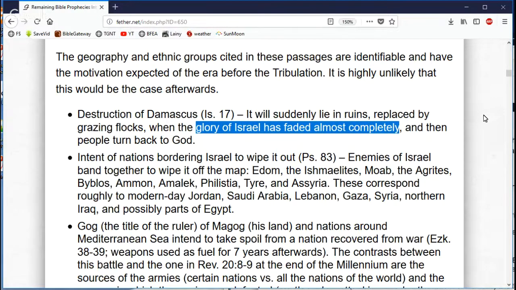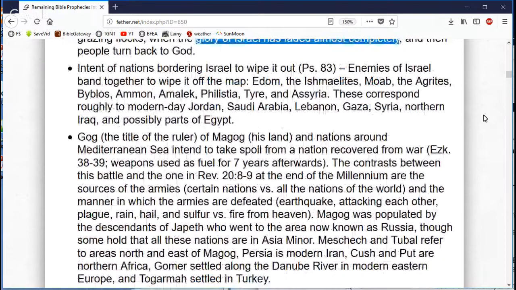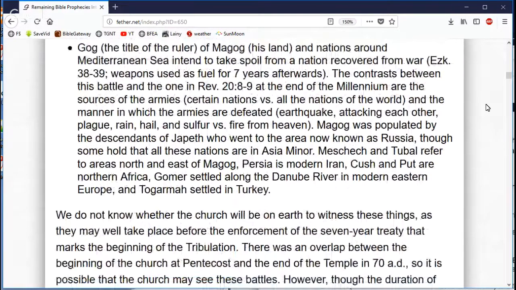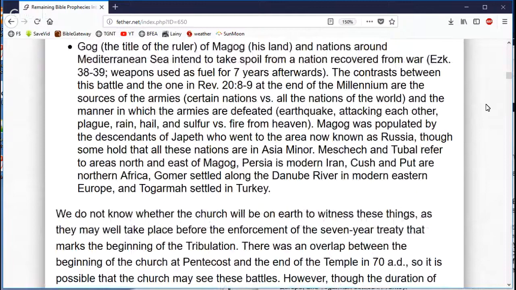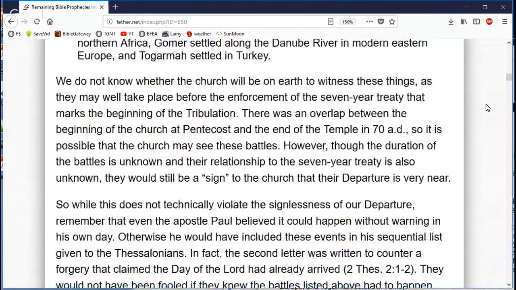That's why there will be a temple built. Then we have the Psalm 83, the intention of nations bordering Israel to wipe it out. And you can see the modern equivalents. And then Gog and Magog says, I'm going to go plunder that land. They have a completely different motivation. They come from farther north. And they won't succeed, though. They will be destroyed by God on the mountains of Israel. And this is a big, big sign to the Israelites to turn back to God.